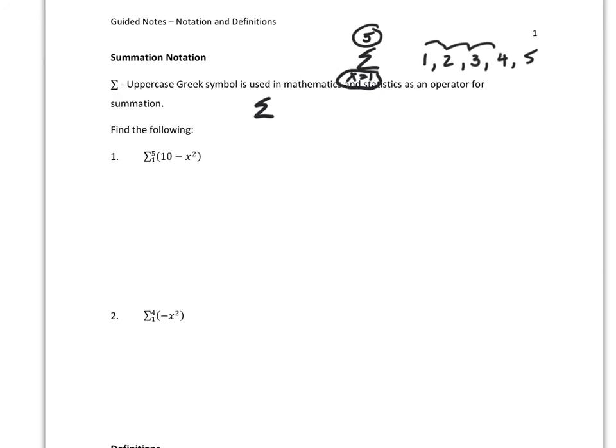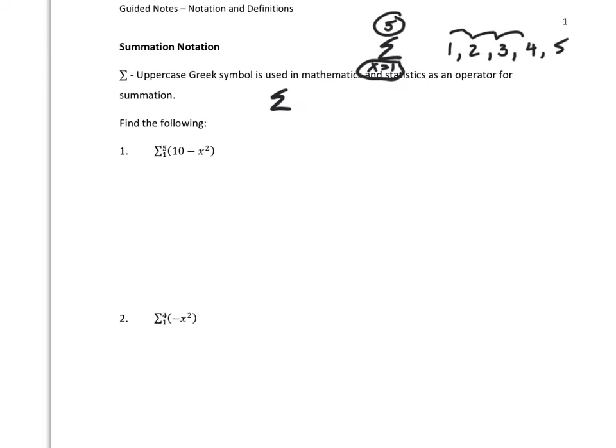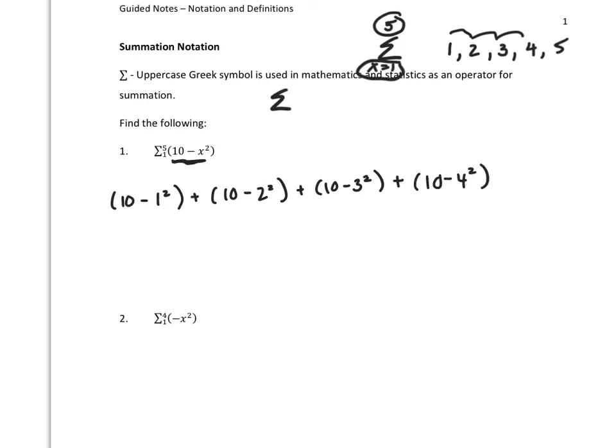So let's find the summation from 1 to 5 of 10 minus x squared. 10 minus x squared is my formula. So the first time through, we're going to let x be 1. So that will be 10 minus 1 squared. Go up by 1. 10 minus 2 squared. Go up by 1. 10 minus 3 squared. Go up by 1. 10 minus 4 squared. And finally, the upper index is 5. That's where you stop. 10 minus 5 squared.